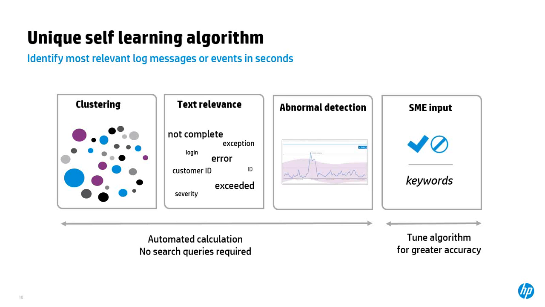So if you look at the first three boxes, this is what's calculated by our machine algorithm. It's done automatically. You don't have to type in search queries.